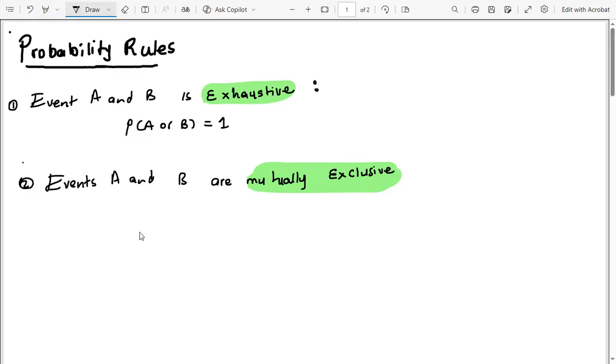It means that A and B cannot occur at the same time, which gives them an intersection of 0. That is the second rule.